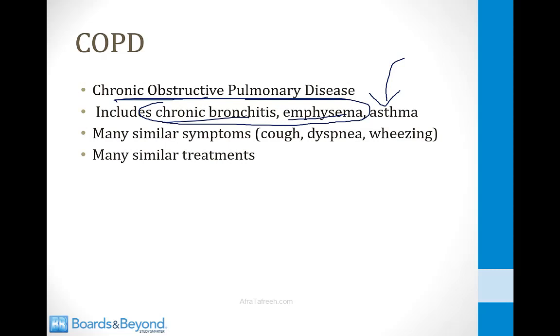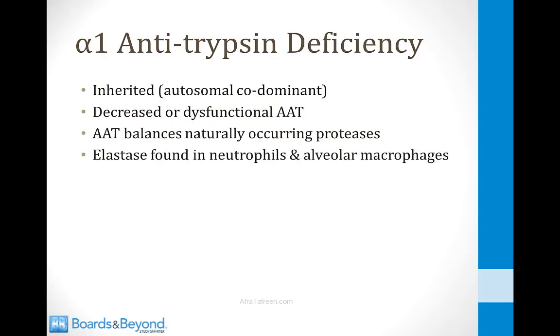And the reason we lump these disorders together, like chronic bronchitis and emphysema and severe refractory asthma, is because many of the symptoms are similar, like cough, dyspnea, and wheezing, and many of the treatments are similar. And therefore, we talk about all these disorders in the modern era as being under the heading of COPD. Next, let's discuss alpha-1 antitrypsin deficiency.